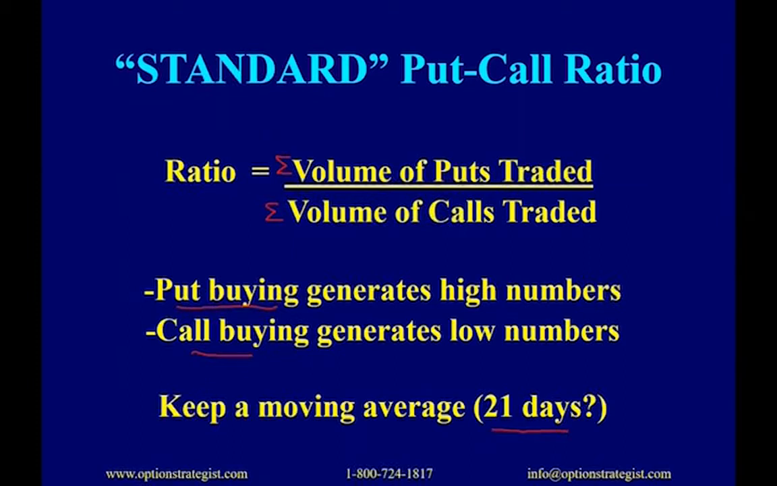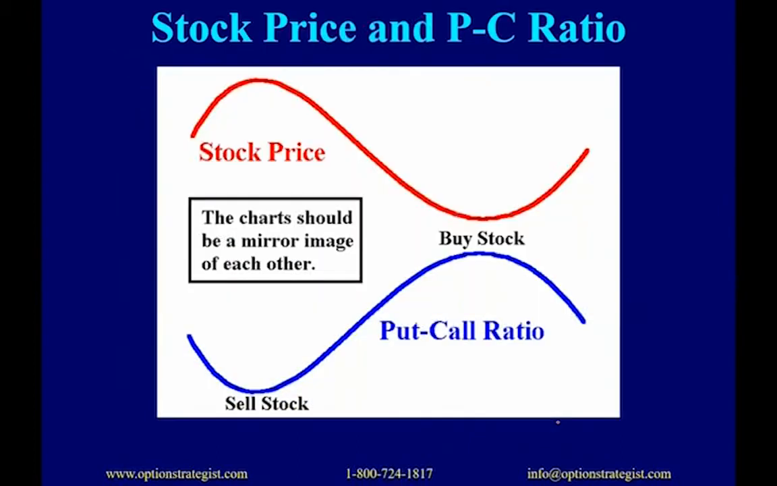We keep a moving average. I use 21 days, just in case there's something to Fibonacci, but you do need to use some moving average, some smoothing technique, because the numbers are quite wild on a daily basis. So this is, in theory, the way it goes.